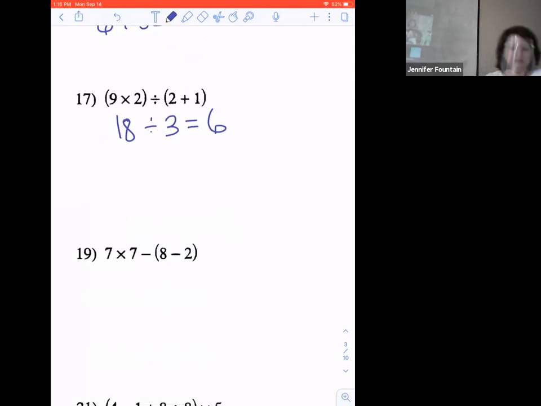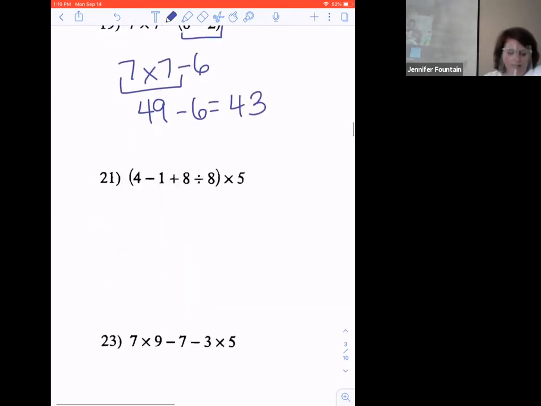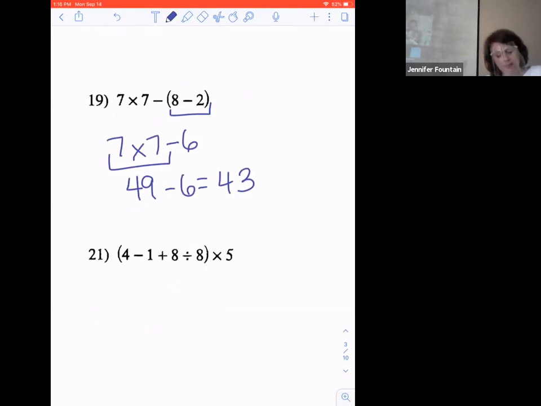Number 19, I have 7 times 7 minus 8 minus 2. What do I need to do first? Parentheses, 8 minus 2. So I have 7 times 7 minus, what is 8 minus 2? 6. Now I have multiplication and subtraction. So what am I going to do first? Multiplication. 7 times 7 is? 49 minus 6 equals 43. Good.